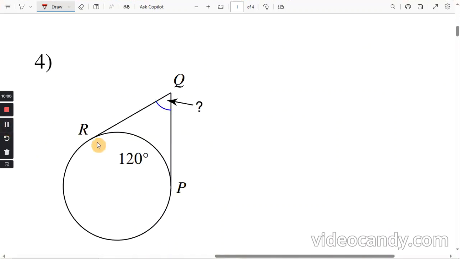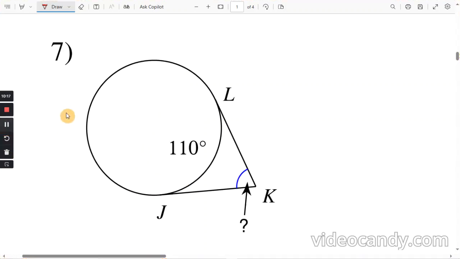All right, so you're going to do the same thing on number 4. This angle plus this arc are going to add to 180. And same thing on number 7. This angle plus this arc are going to add to 180.